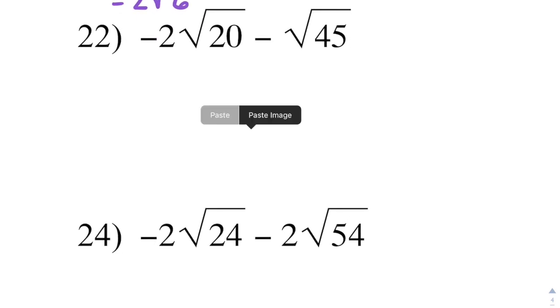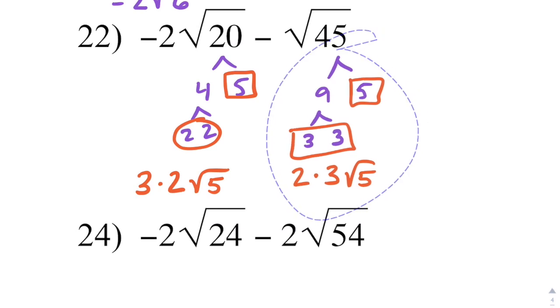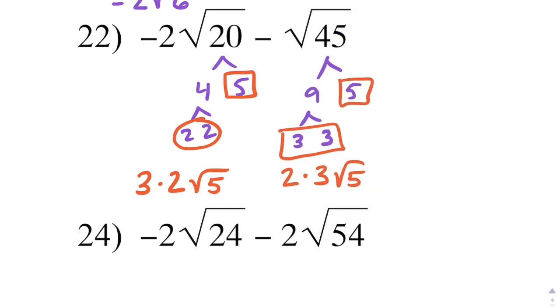The only difference, 20 and 45, the only difference is the numbers out front. This 3 is not a 3, and that 2 is not a 2. What we do have is a negative 2, so negative 2 times the 2 square roots of 5.